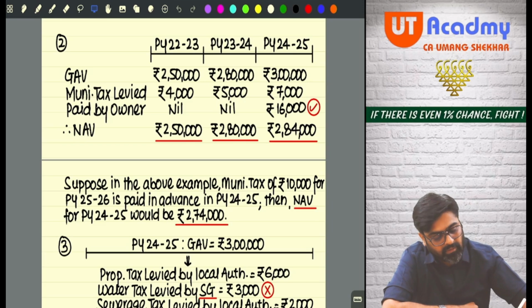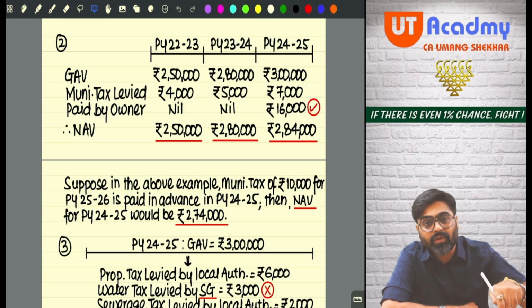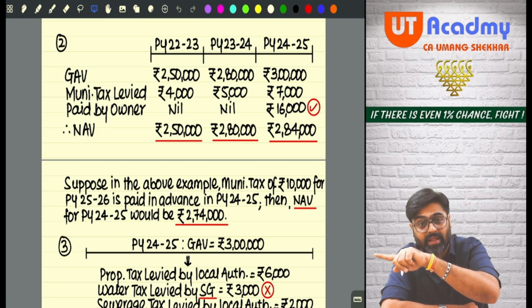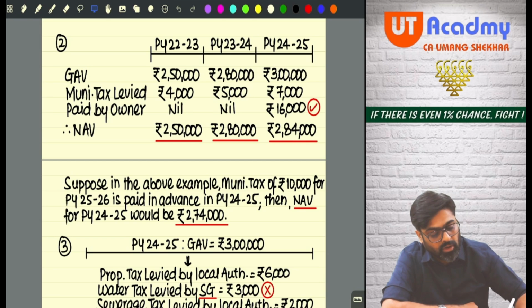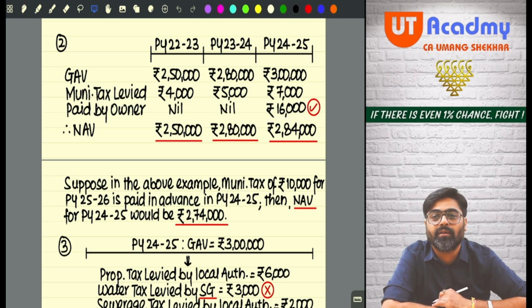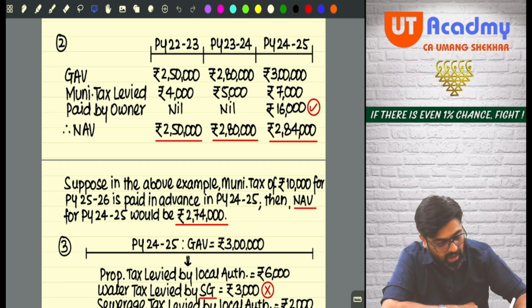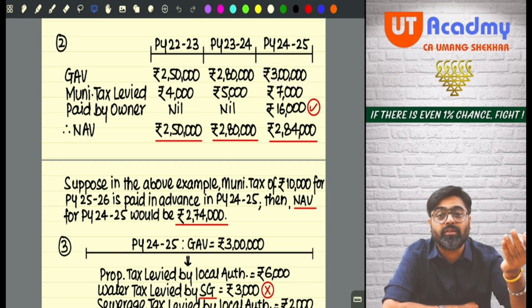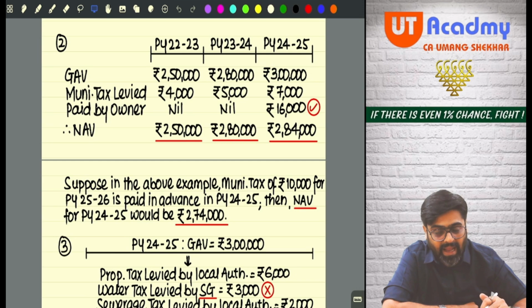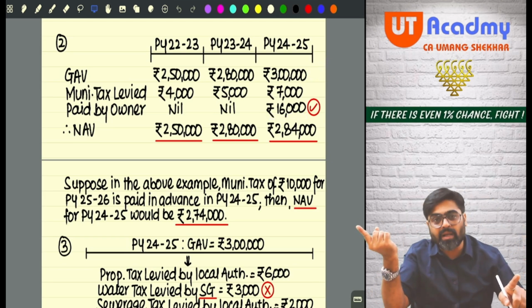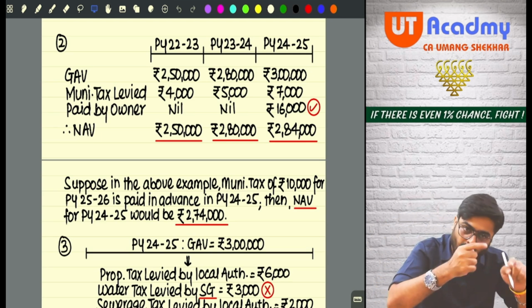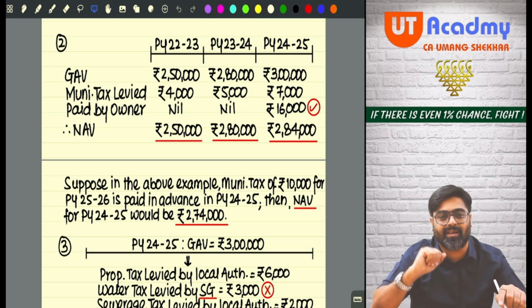This year, municipal tax levied is 7,000. Along with this 7,000, the municipal taxes which were levied in the last 2 years, 4,000 and 5,000, are also paid. So 4 plus 5 plus 7 gives you 16,000 entirely paid in this year. So this will be entirely allowed in this year out of this year's GAV. So what will be this year's net annual value? 3 lakhs minus 16,000. Meaning this year's 7,000 which was paid in this year will be allowed in this year. And earlier years' municipal tax which was paid in this year will also be allowed in this year because they were not allowed in earlier years.